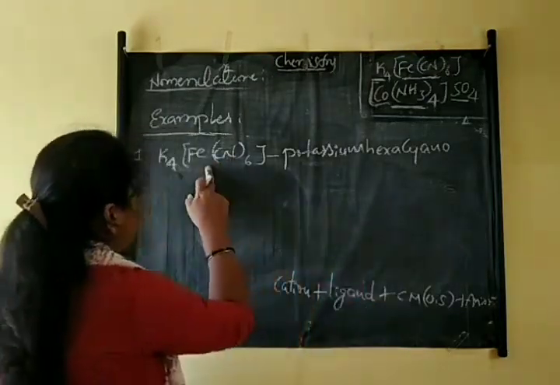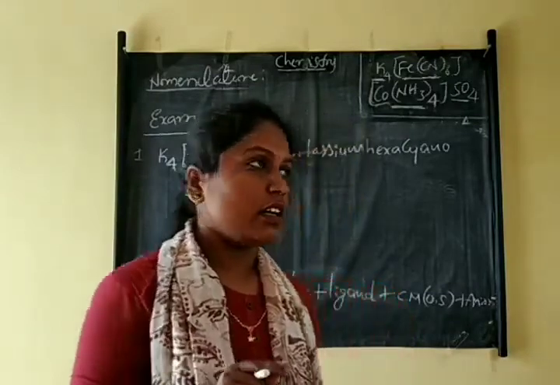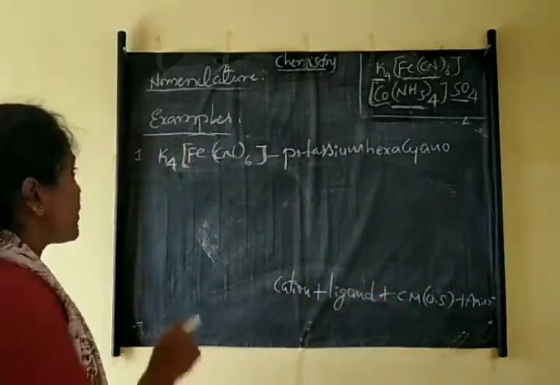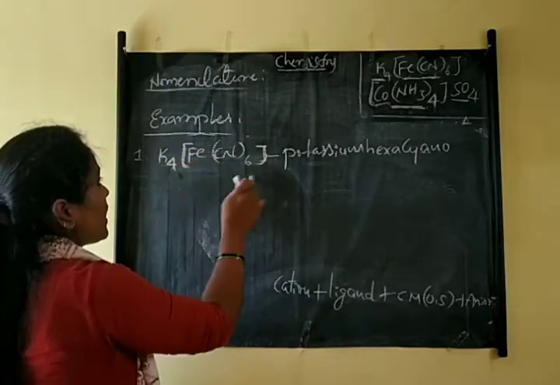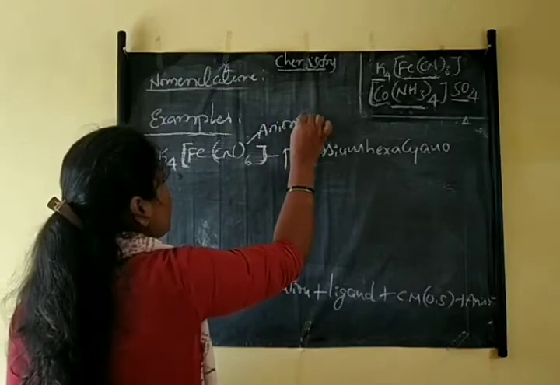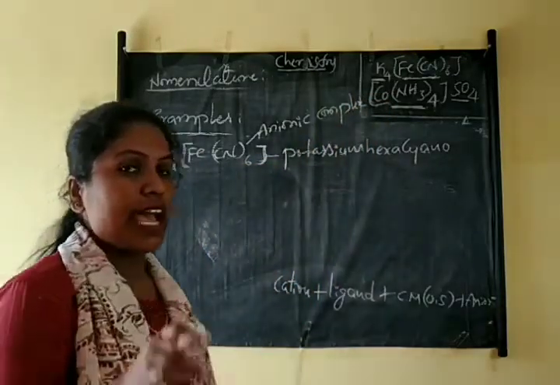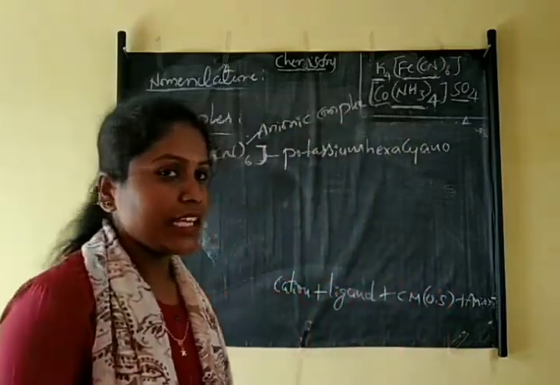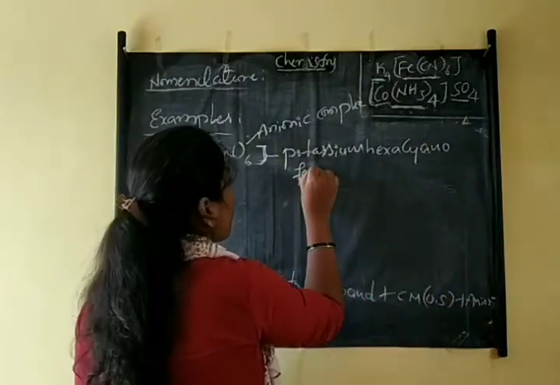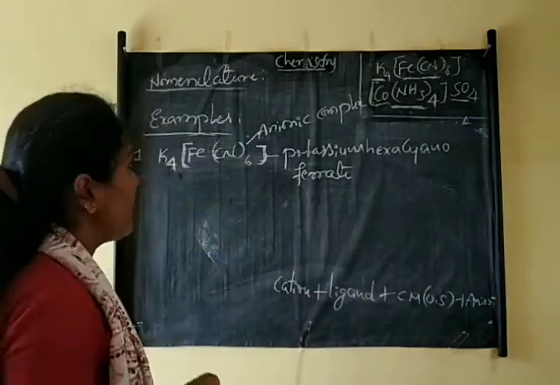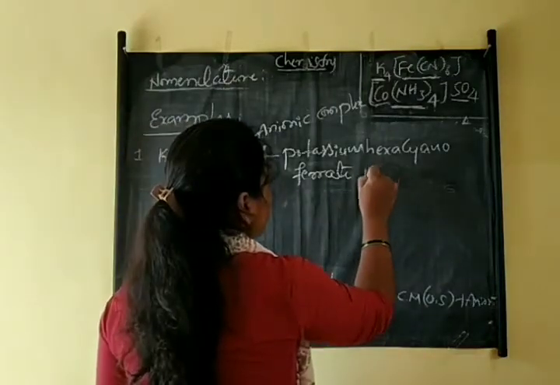Next is the central metal atom. The cation is potassium and the complex is an anionic complex. In anionic complexes, the central metal atom name ends with -ate, that's why it is ferrate. Potassium hexacyanoferrate. Then the oxidation number of the central metal atom here is 2.